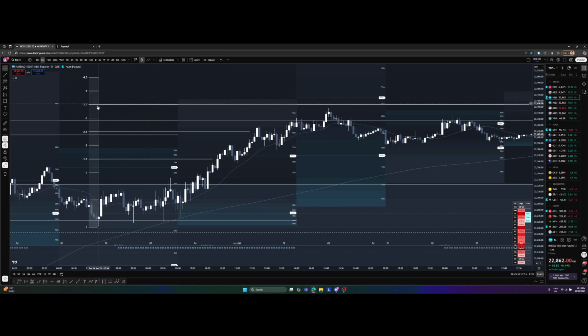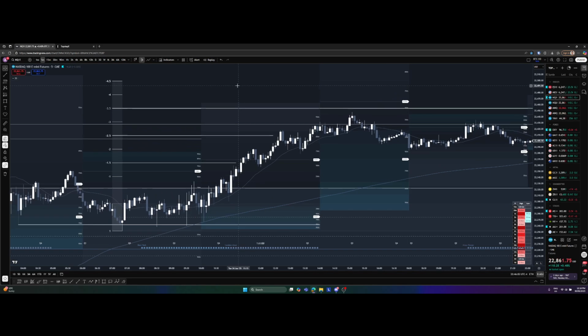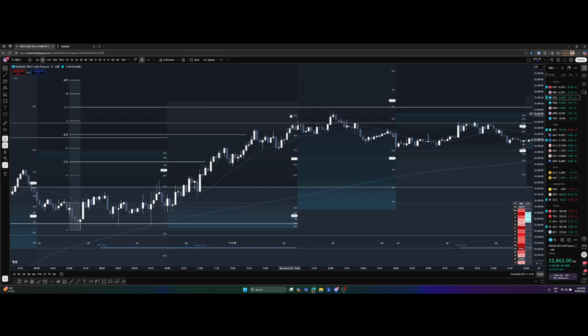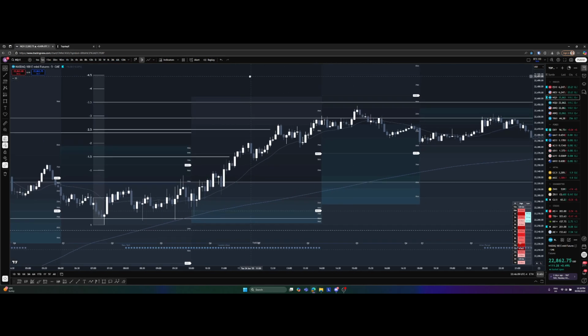And it's very low probability for SD 3.5 to hit. So good take profit point at SD 2.5 here. As we know, only 5% of 4-hour candles have gotten higher than the 95th percentile.